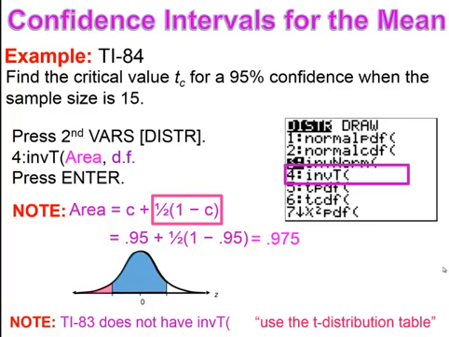Then you would put this in the calculator, and then you would end up with your critical value. So when you're putting it in your calculator, you want to make sure you put the degree of freedom in. So you're not putting in the sample size of 15, you're putting in the degree of freedom, and in this case would be 14. So your critical value, again, is 2.145.